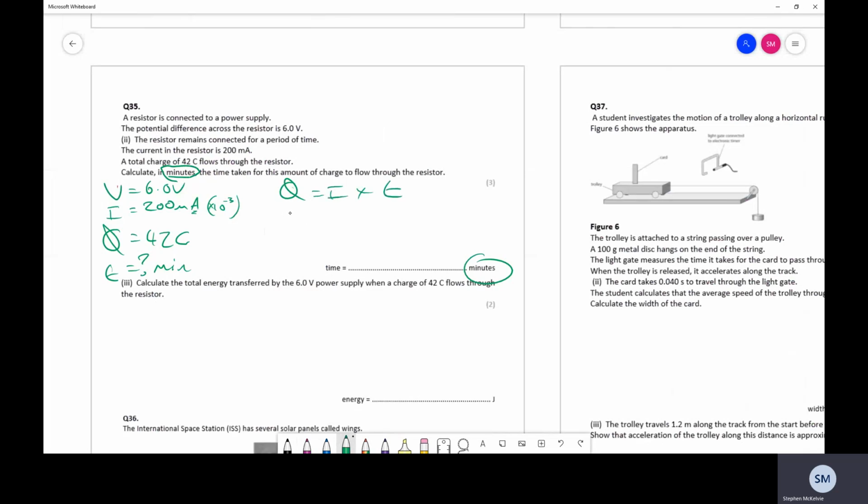And then I'm going to do my rearranging thing. I'm going to divide across by I so that T is by itself. Q is 42 coulombs divided by the amount of current, which is 200 times 10 to the minus 3, and that will equal the amount of time that we've got. 42 divided by 0.2.